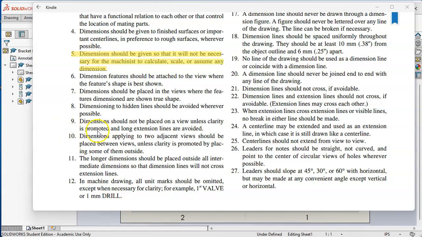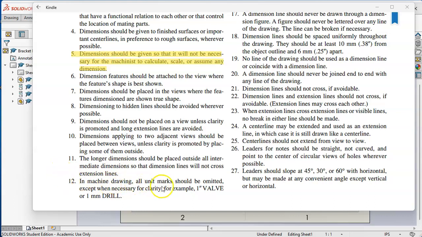Clarity is promoted, long extension lines are avoided. Applying to two adjacent views, so dimensioning in the front view and stretching it all the way across the right view, yeah, probably not a good idea. And then place the dimensions, again for clarity, the longer dimensions should be placed out, the shorter ones intermediate. Sometimes the lines will cross, but try not to.